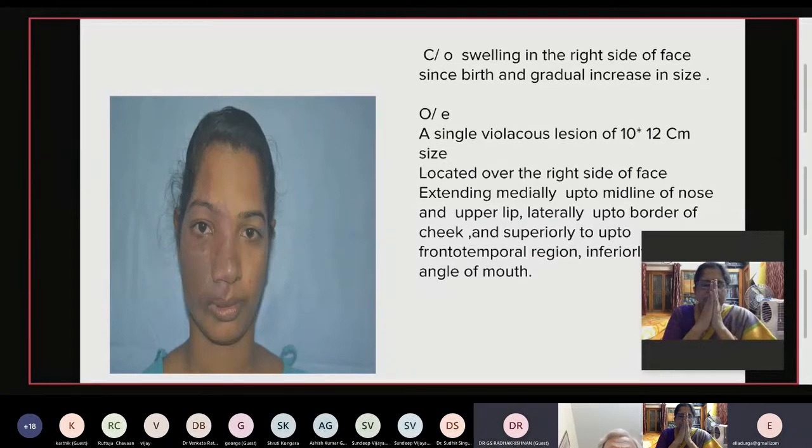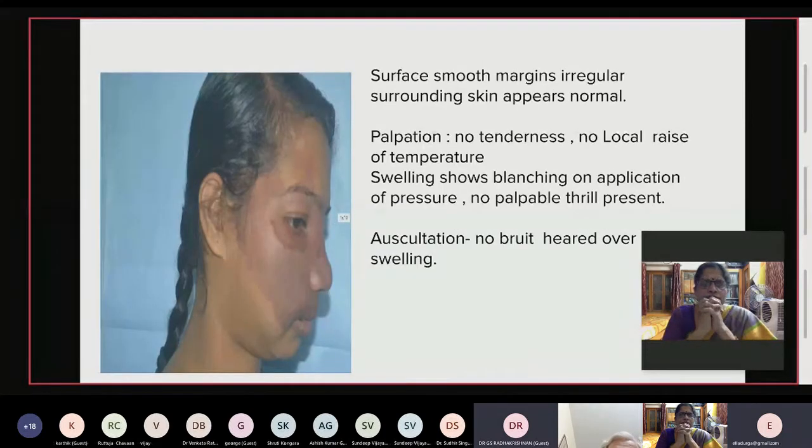On examination, there is a single violaceous lesion of 10 into 12 centimeters located over the right side of the face, extending medially up to the midline of the nose and upper lip, laterally up to the border of the cheek, superiorly up to the frontotemporal region, and inferiorly up to the angle of the mouth. The surface appears smooth in the periocular region, but elevated in the cheek region, and the margins are irregular.